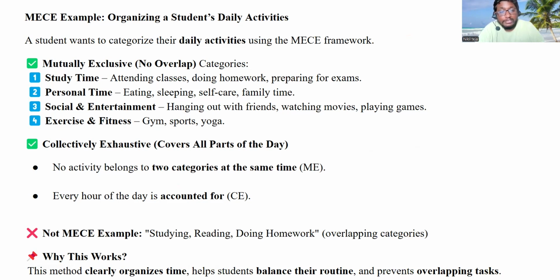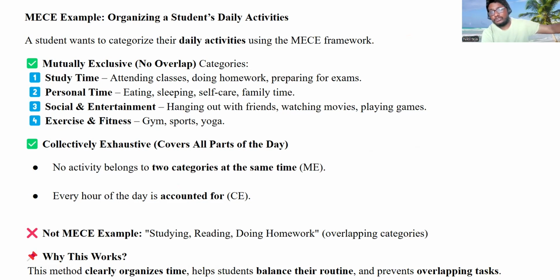So why does this work? This method clearly organizes time, helps students balance their routine and prevents overlapping tasks. By following the MECE principle, MECE framework or MECE concept, he can clearly organize the time for study time, for personal time, for fitness. For example, there are 24 hours, right?